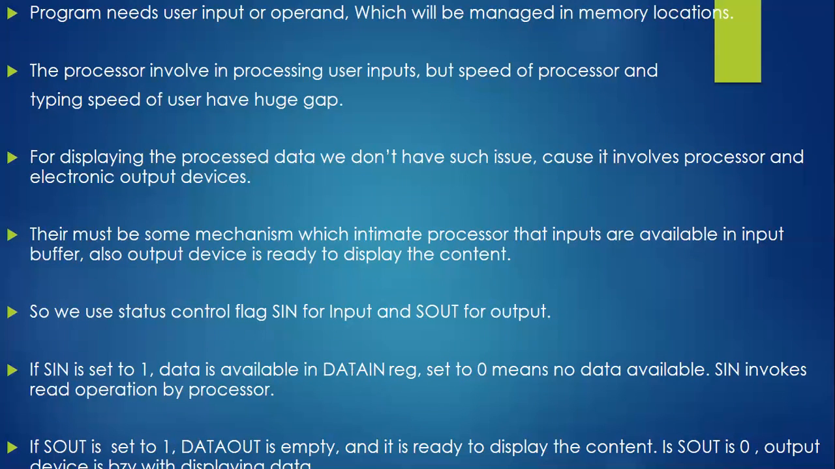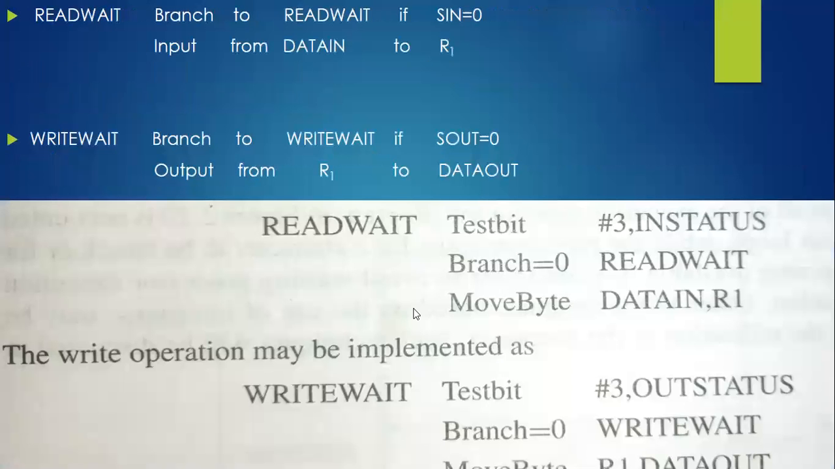Then for output, if S out is set to 1, then data out is empty, which means the processor result can be uploaded to data out, and finally it will be displayed as a result. If S out is set to 0, the output unit is busy displaying other content, so the processor should wait until S out becomes 1. This is particularly a waiting loop. Remember this, so this we can implement.